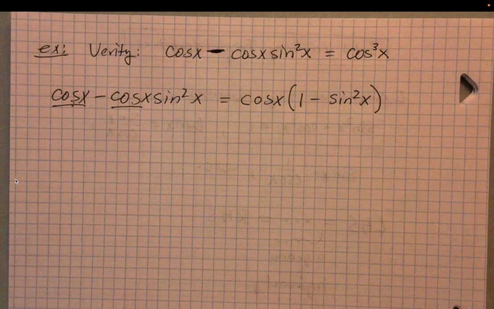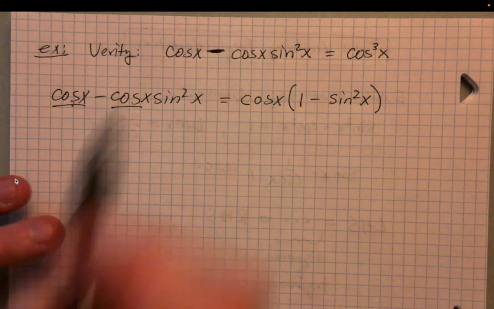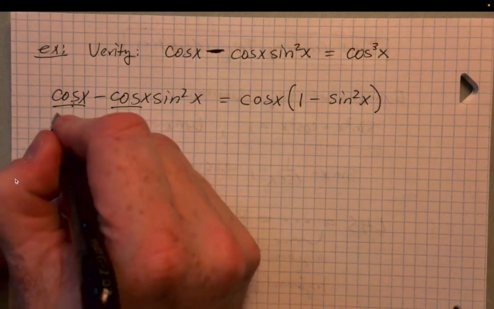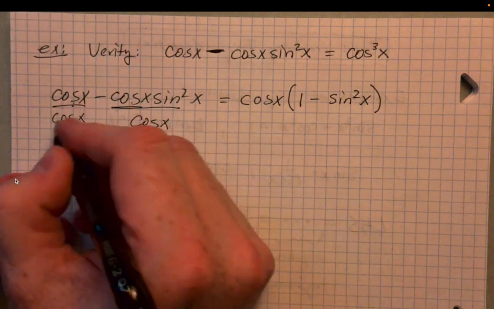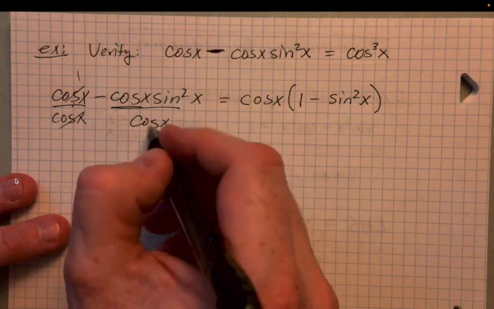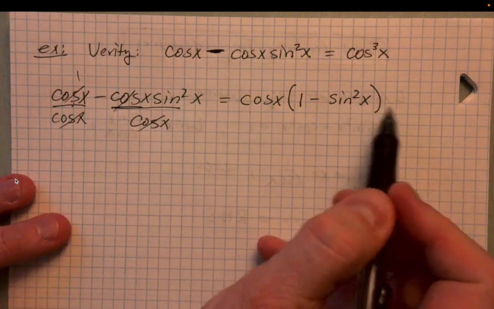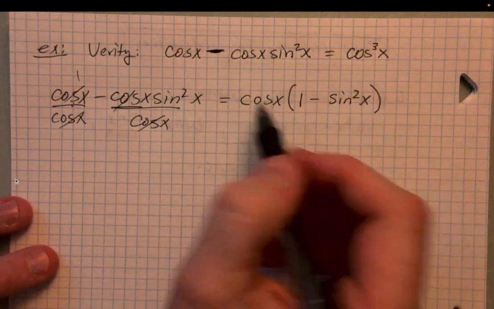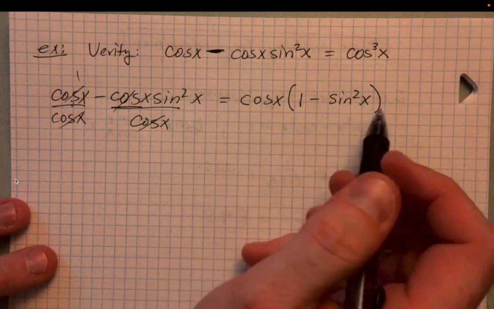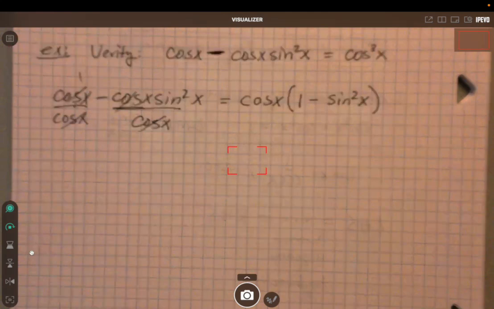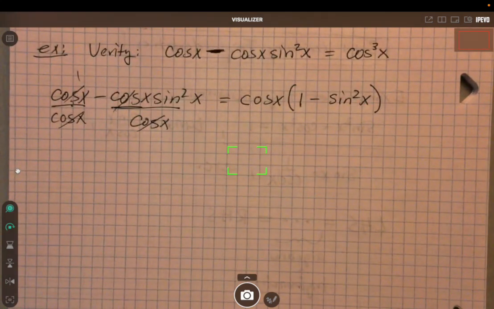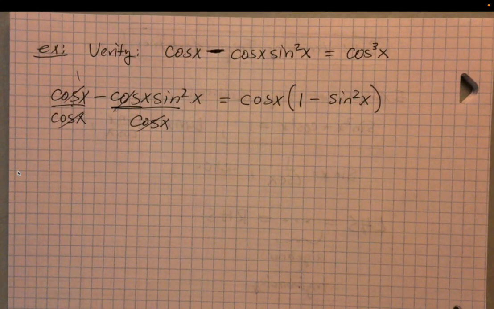Right, now hopefully you remember what factoring means. Basically, what I'm going to do is divide both of these by cosine. So when I do that, I get a 1 here, and then those cancel, and I get the sine squared. But to keep it equal, I have to multiply by cosine as well. So that's what's happening with the factoring. Hopefully that's review. I think to take trig, you probably have had some algebra, so factoring should be something you've probably seen.